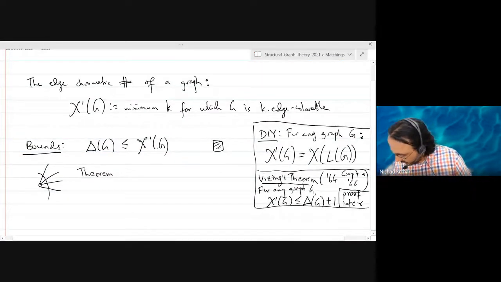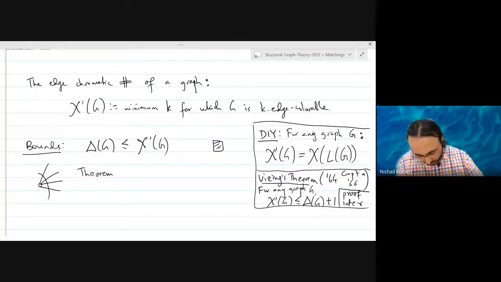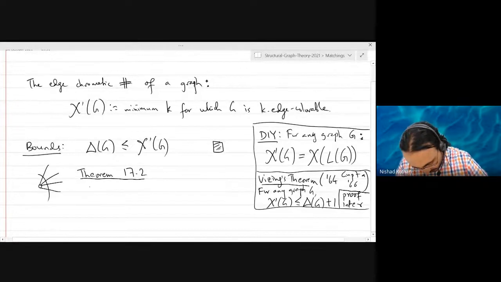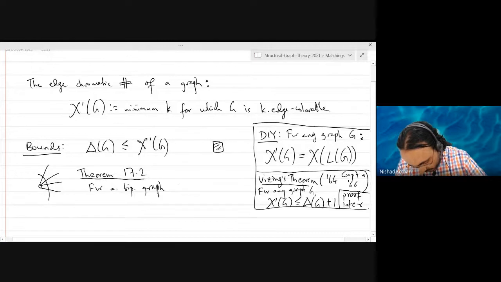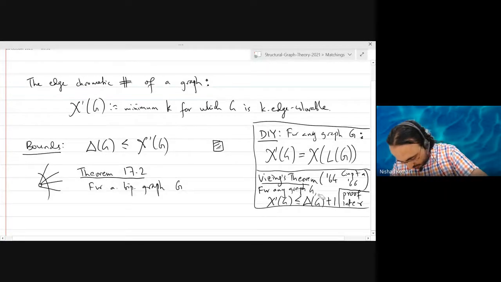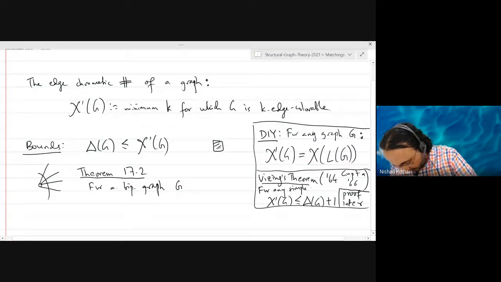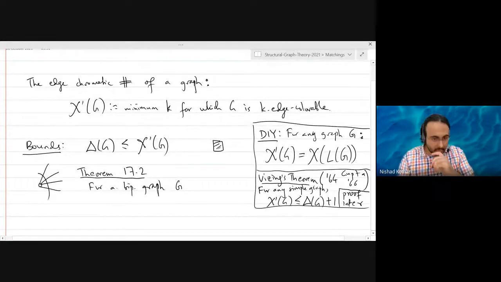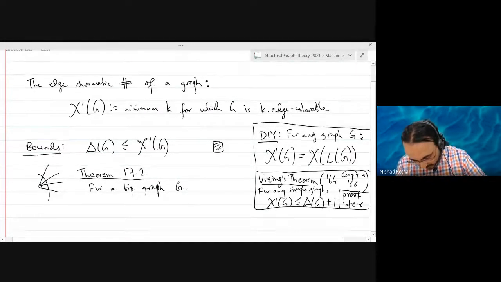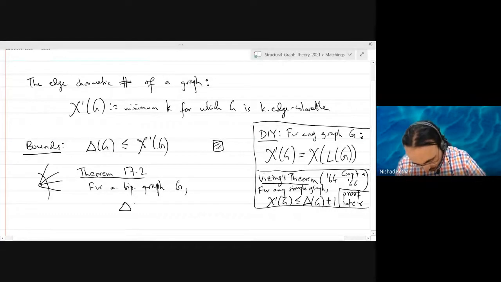Theorem 17.2 for a bipartite graph G. Also, I think I should be very clear here. Wissing's theorem is for simple graphs. It does not even apply to a graph with multiple edges. Now we'll see an example. Okay. For a bipartite graph, however, these two quantities are exactly the same.